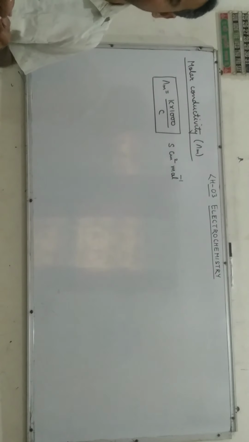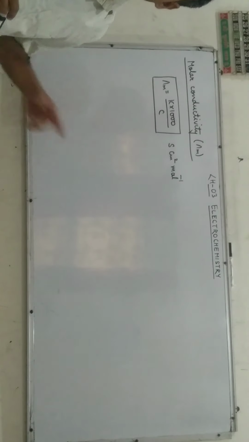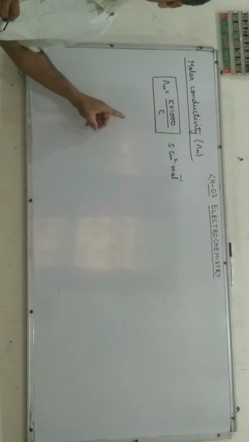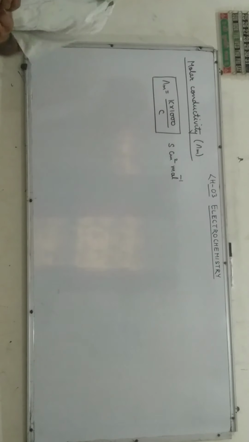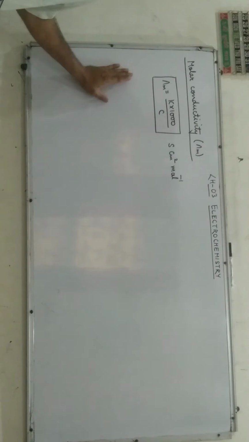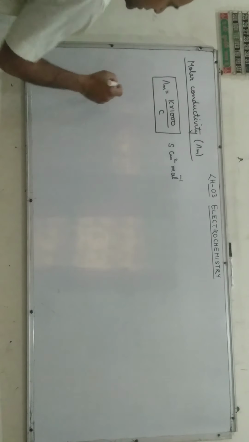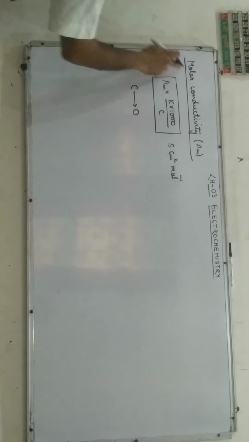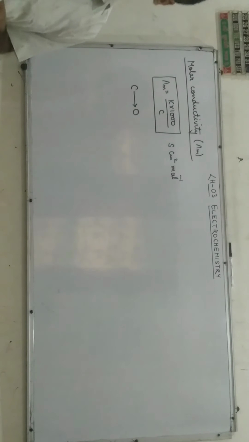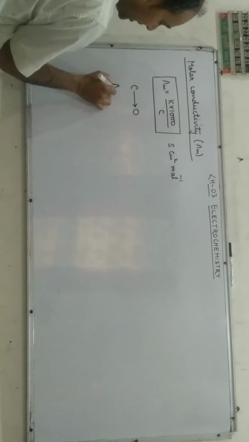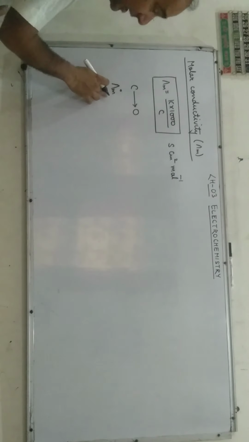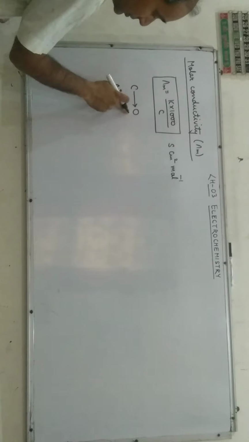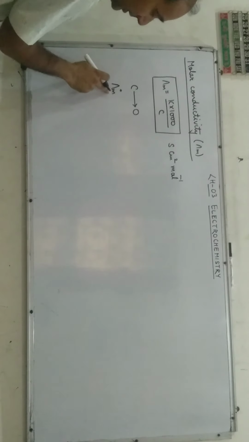Here one thing must be noted: molar conductivity increases with decrease in concentration because total volume of solution containing 1 mole of electrolyte increases. When concentration approaches zero, molar conductivity is said to be limiting molar conductivity. Limiting molar conductivity is represented by lambda m naught.